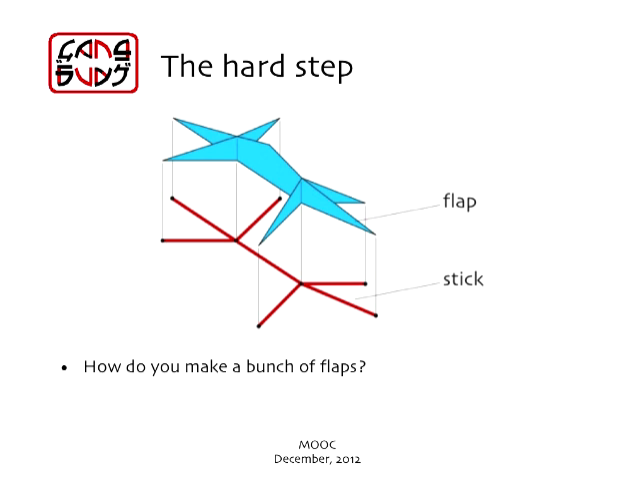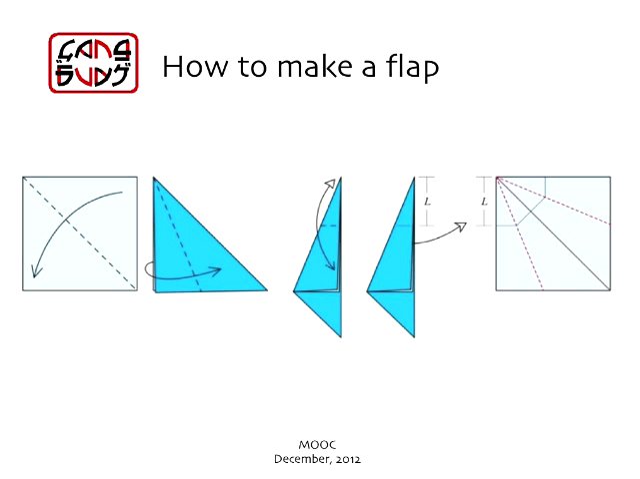And one of the things we often do in math and science and engineering is, when we're presented with a hard problem, we try to break it down into easy problems. And so the easiest version of this problem, how do you make a bunch of flaps, would be, how do you make one flap? So let's zoom in on that. How do you make a flap from a piece of paper?